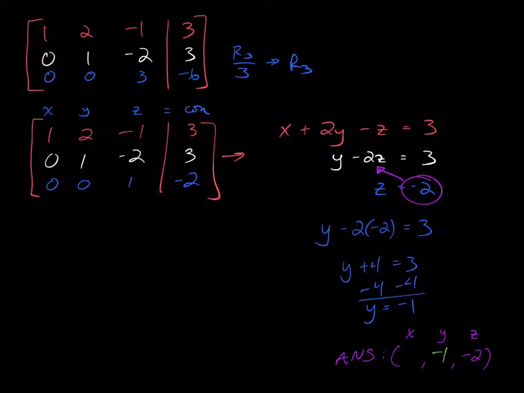So there's that. Then we can substitute -1 into this top equation, and -2 for z into this top equation, and figure out what x is. And this video is already way too long, so you can do your own substitutions here and solve for x and get that x equals 3.